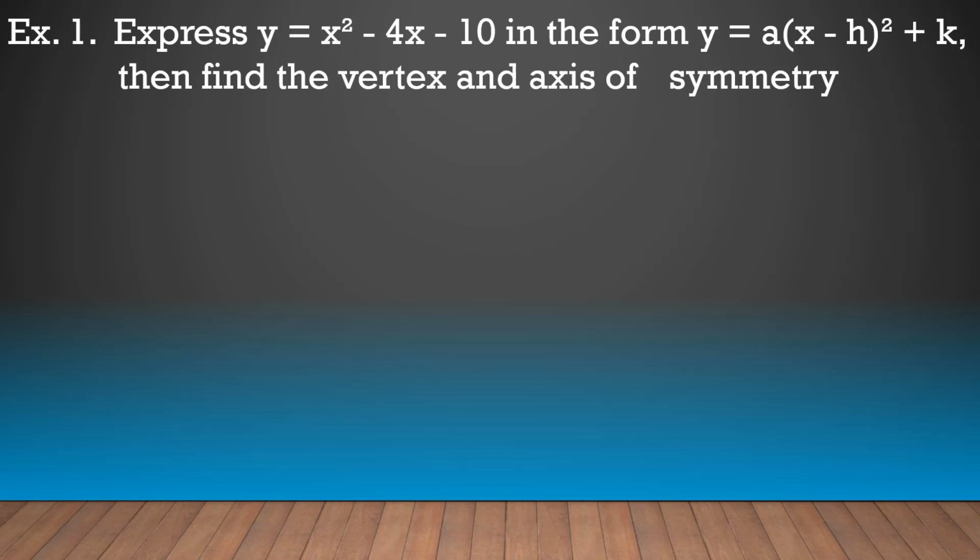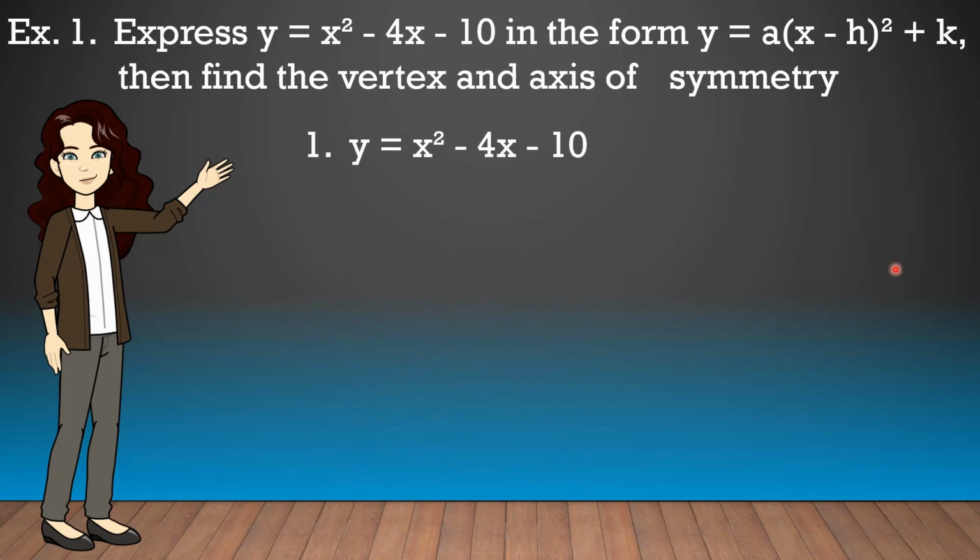Okay, I will give you an example. Number 1. Express y is equal to x squared minus 4x minus 10 in the form y is equal to a times the quantity of x minus h squared plus k, then find the vertex and axis of symmetry. Okay, look at this now. First, let us get the given. Our given, the general form, is y is equal to x squared minus 4x minus 10.